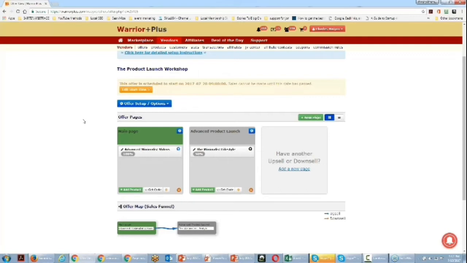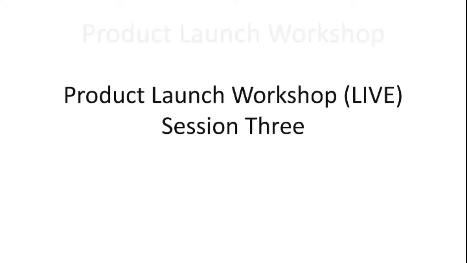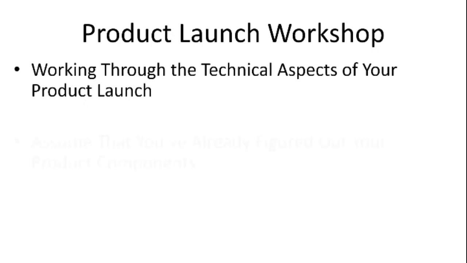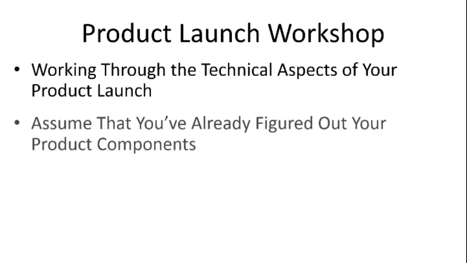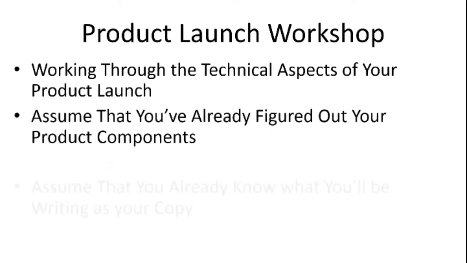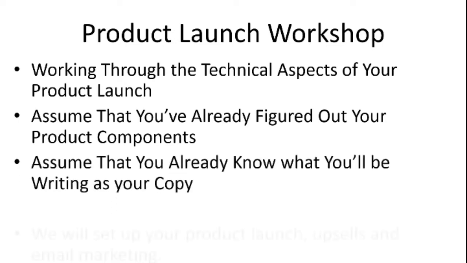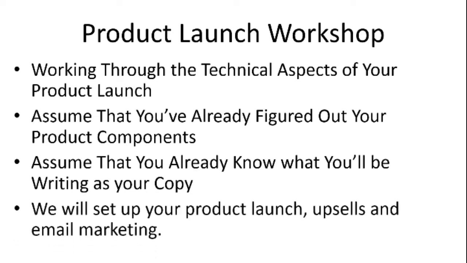Hello, this is Product Launch Workshop, live session number 3. In this workshop, we're going to be working through the technical aspects of your product launch. We're going to assume that you've already figured out your product components or the content, and that you already know what you'll be writing as your copy. We can make some suggestions about format tonight, but you should already know what your product is about and how you are going to write your copy. We're going to set up the product launch, the upsells, and the email marketing.